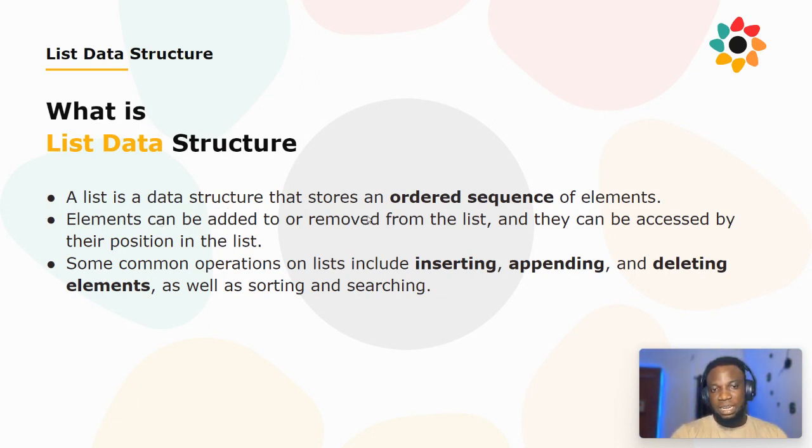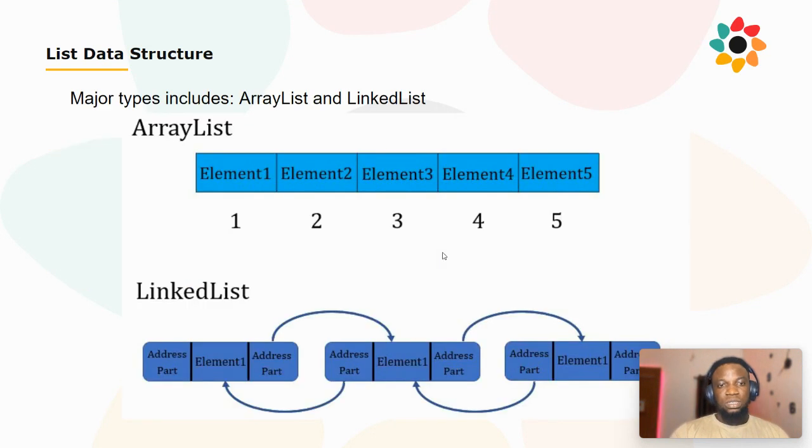You have a similar experience while working with an array. Elements can be added and removed from the list, and they can be accessed by their position in the list, the same thing you experience with an array. These are the operations that can be performed: inserting, appending, and deleting elements. The major examples of list data structures are the array list and the linked list.